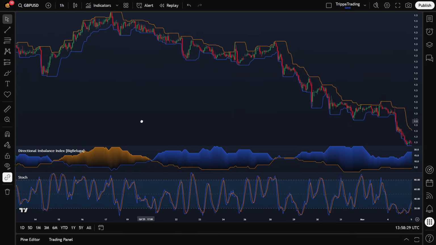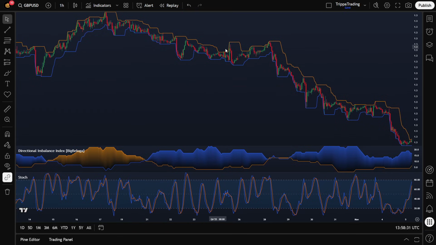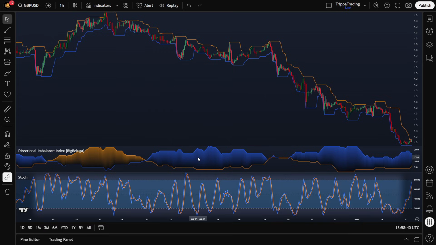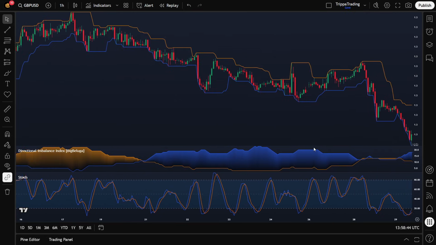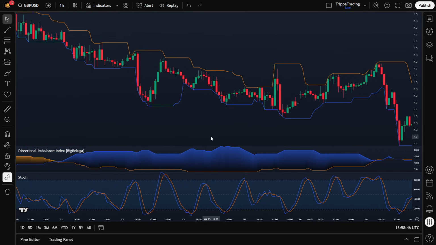Now the directional imbalance index tells us the trend direction. When the blue line is above the orange line and the area is colored blue, the market is in a downtrend. In that environment, we only look for sell opportunities. The stochastic helps us time entries by showing when a pullback is ending. In a downtrend on the imbalance indicator, like we have got over here, we wait for the stochastic K% line to go above 80. That means the market is overbought inside a downtrend, which usually produces a pullback.